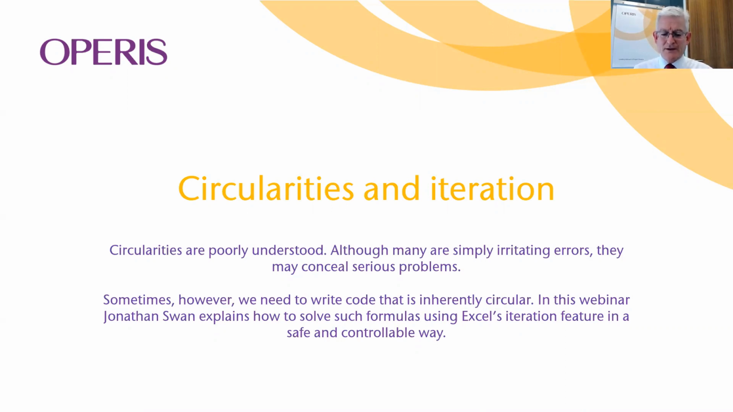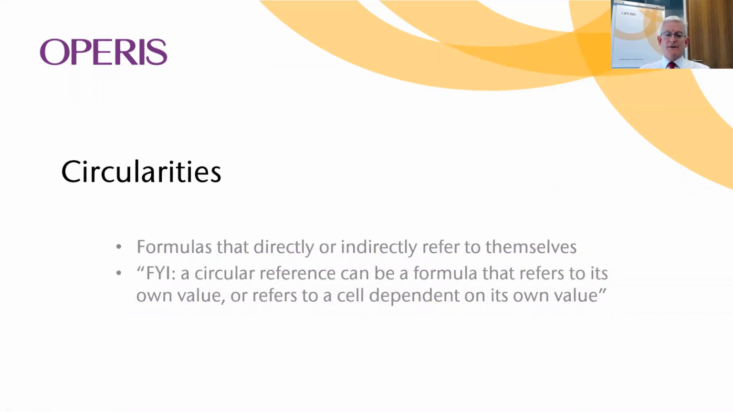And so we kick off very simply with the idea of what the circularity is all about. In simple terms, a formula that directly or indirectly refers to itself is how I've always described it. Microsoft now, in their very patronizing dialog box, offer a description that, FYI, a circular reference could be a formula that refers to its own value, or refers to a cell dependent on its own value. I don't know whether that's an improvement, but that's what you see in the dialog box, and we'll see very shortly when I provoke one of these.